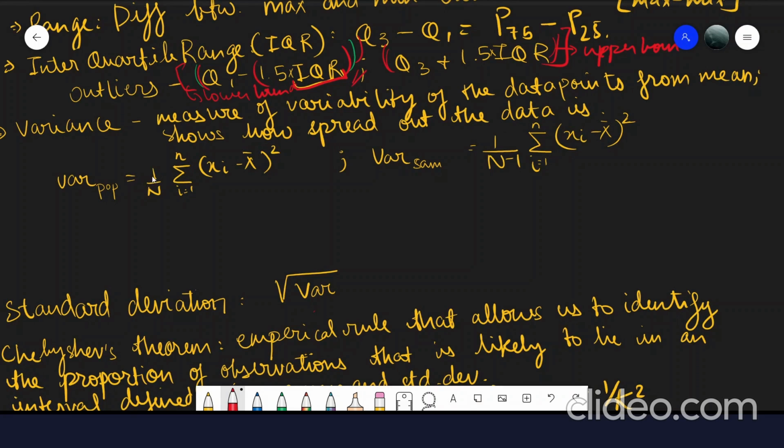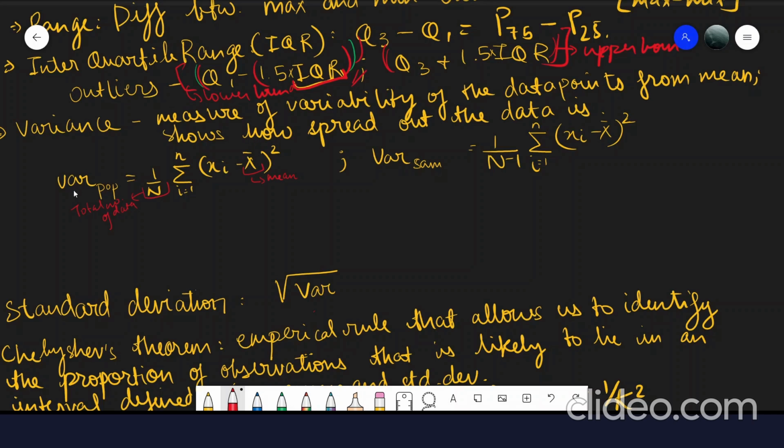So the variance is given by the sum of (xi minus x bar) squared. X bar over here is the mean, all right? And xi is all the data points from i equals 1 to n. So you subtract the mean from all the data points, you square them, you add them, and then you divide it by the total number of data points, n. This gives you the variance of a data set, which helps you measure the spread of a data set.